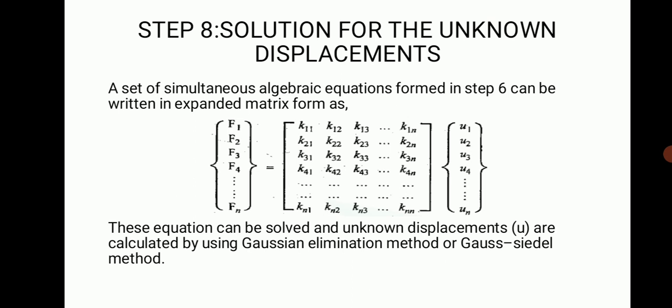And step 8 is solution for the unknown displacement. A set of simultaneous algebraic equations formed in step 6 can be written in expanded matrix form as F1, F2, F3, F4 to Fn, equal to K11, K12, K13 to K1n, down to Kn1, Kn2, Kn3 to Knn, multiplied by the displacement vector U1, U2, U3, U4 to Un. This equation can be solved, and unknown displacements are calculated by using Gaussian elimination method or Gauss-Seidel method.